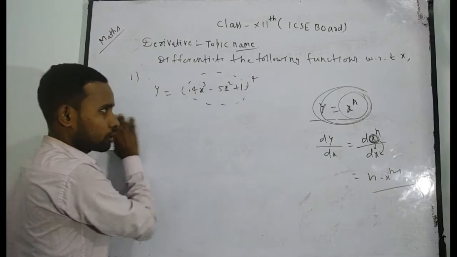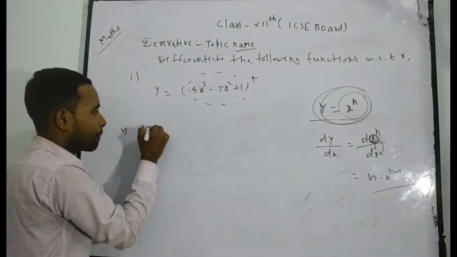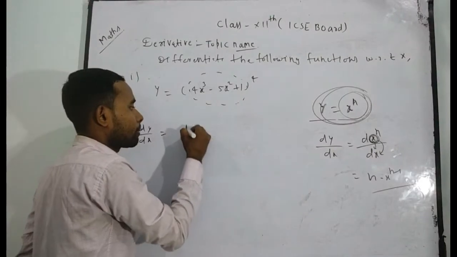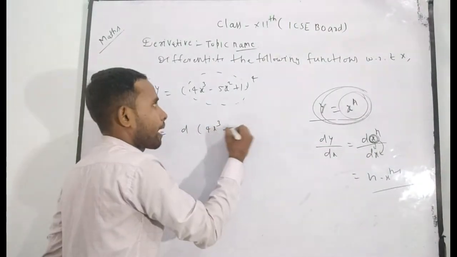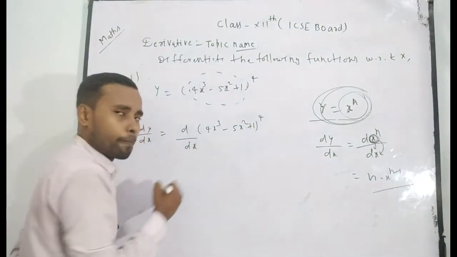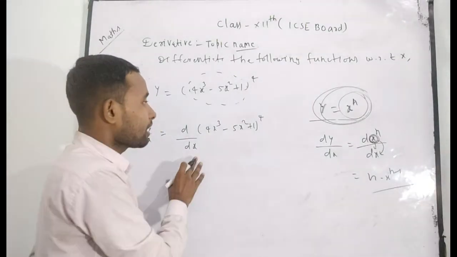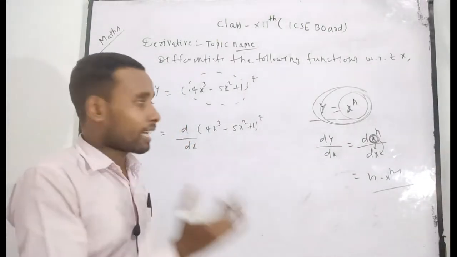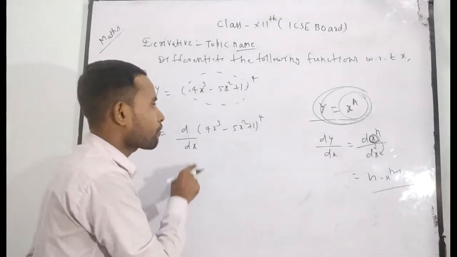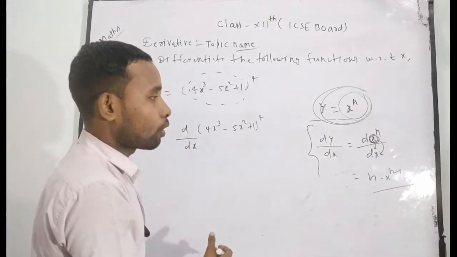Now, according to the question, you can write: differentiating on both sides with respect to x, that implies dy/dx equals the derivative of (4x cube minus 5x square plus 1) whole to the power 4 with respect to x. Now, if you differentiate this function with respect to x, there is no formula that gives its result directly. So in that case, you first have to use the concept about which I already told you.